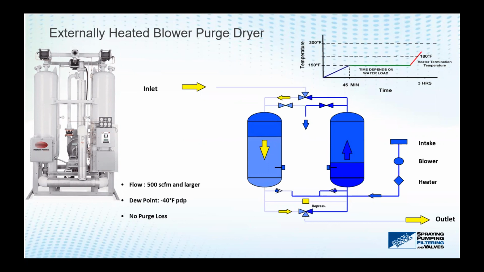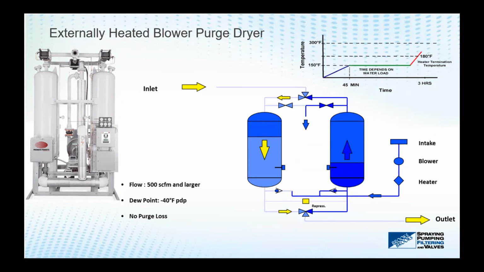The 15% purge is a stumbling block for some customers, especially when they get into flow rates of 10,000 SCFM, things like that. So with this type of design, the biggest difference is you'll note there is no purge loss, or there is no 15% used up for regeneration. So how it works is the same way as the heatless.